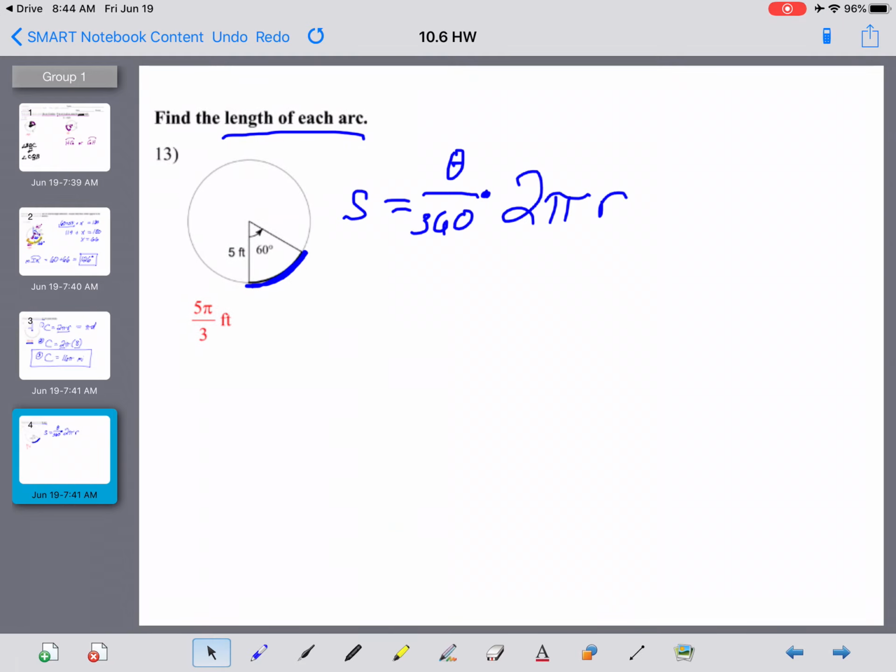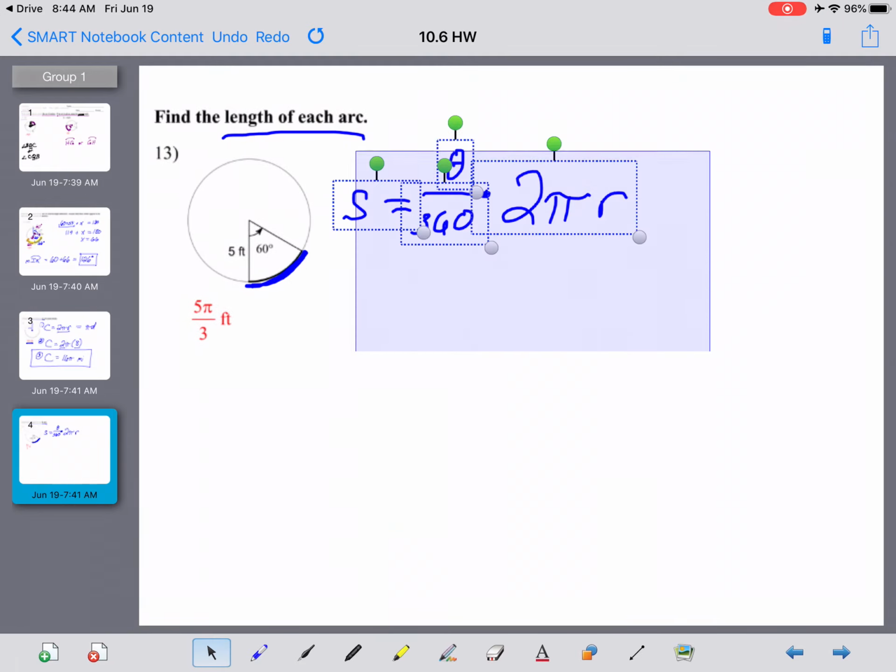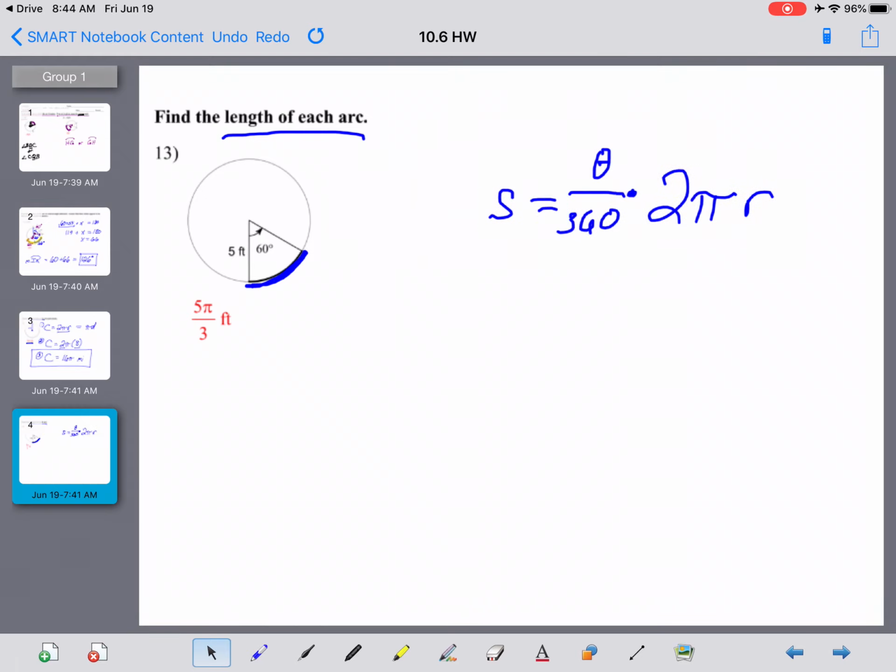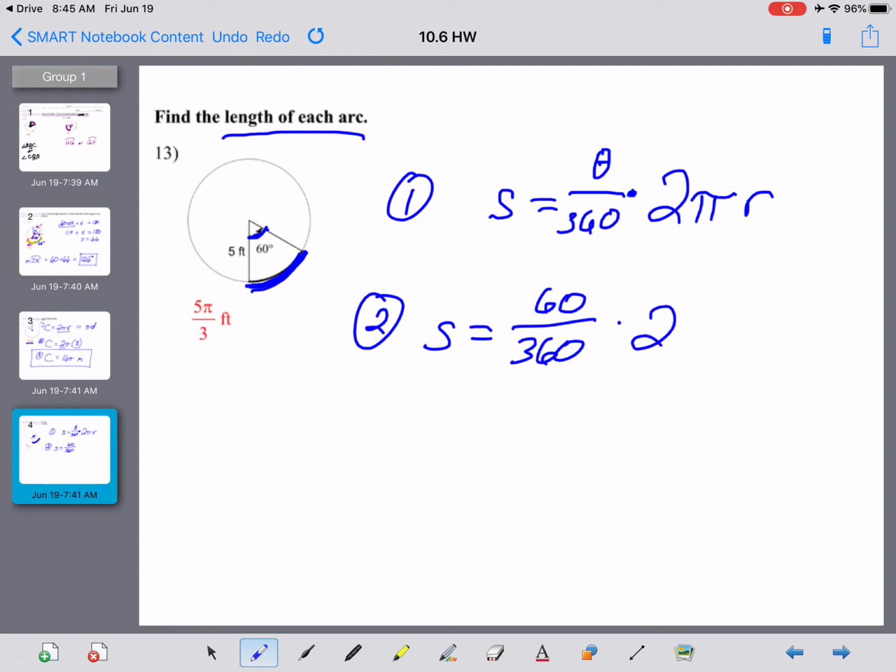All right, so let's do that. I just wanted to move this over a little. Okay, so that's step 1. Write out the formula. Step 2, let's fill in what we know. Arc length is equal to, well, I want to know the degree measure of this arc right here. That's the same as the degree measure of the central angle inside of it. So that's going to be 60 over 360 multiplied by 2 times pi times a radius, which they gave us right here, of 5 feet.